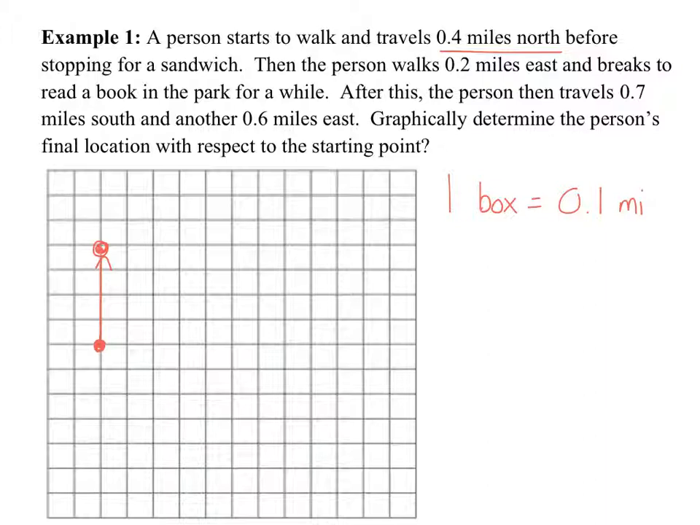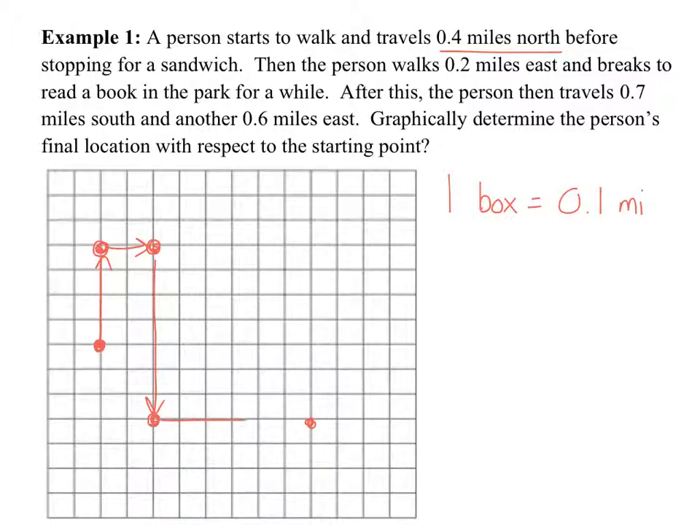After that, the person walks 0.2 miles east. So let's go ahead and do that. It's going to end up right here. So there's the second vector. Then breaks to read a book. After this, the person travels 0.7 miles south. So I'm going to go 1, 2, 3, 4, 5, 6, 7. That's 3 below where I started, because the 7 and the 4 give us the 3. And then finally, the last part is 0.6 miles east. So just count over 1, 2, 3, 4, 5, 6.